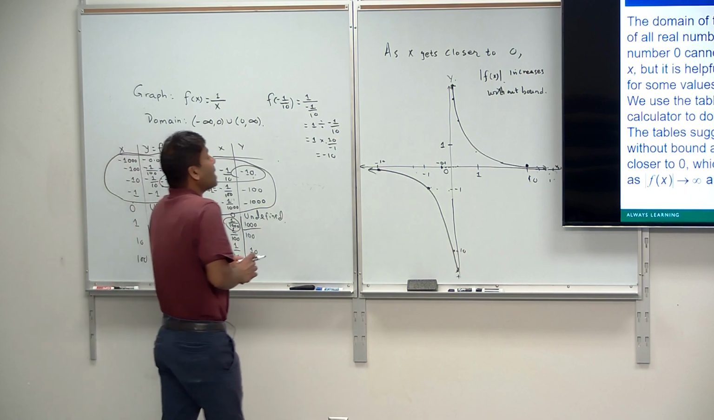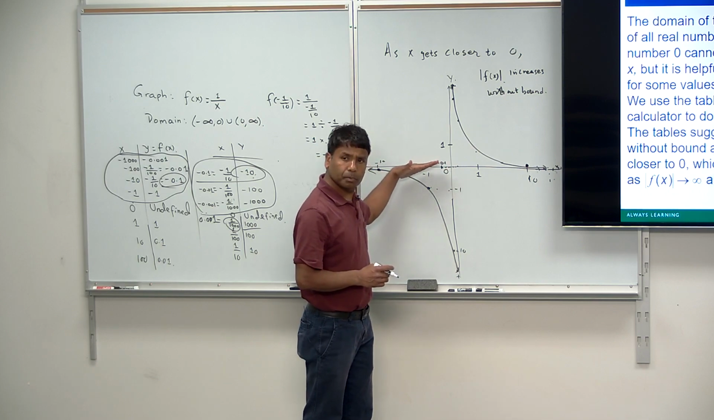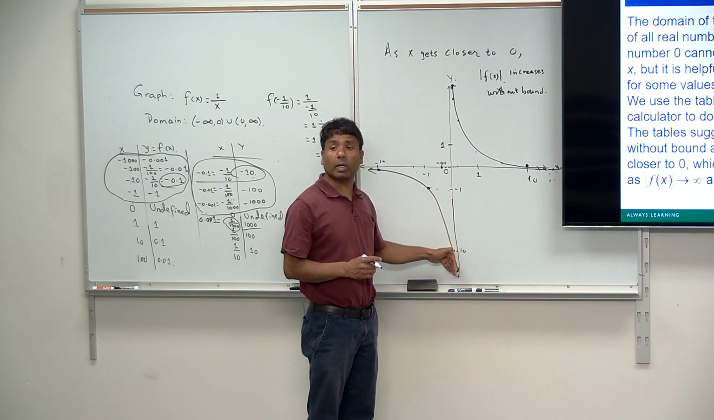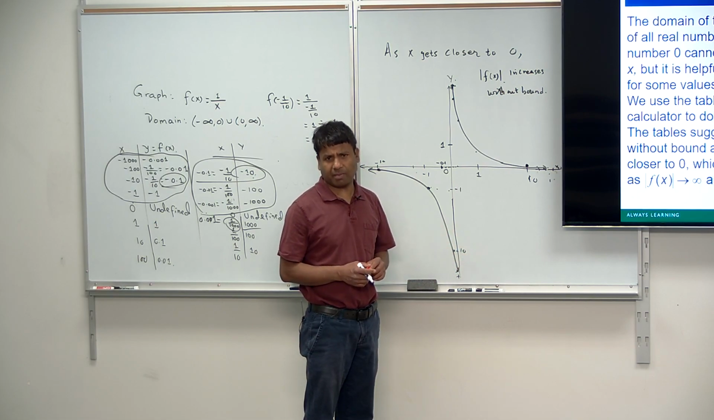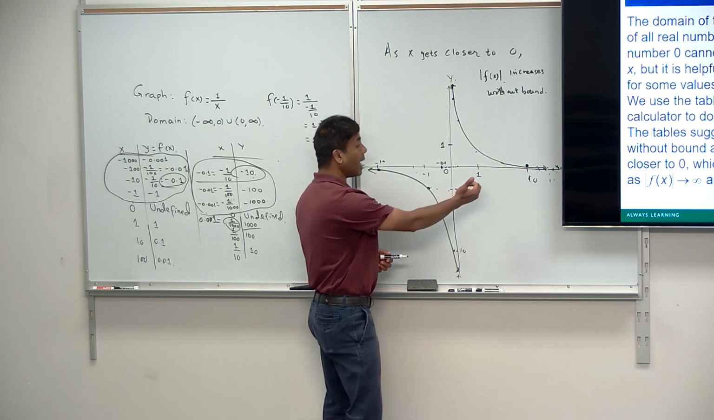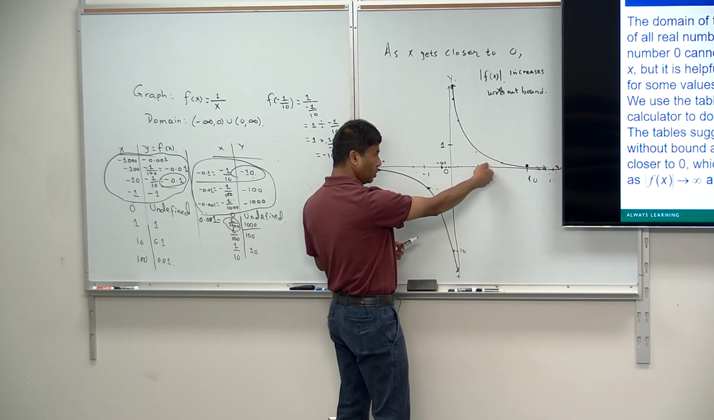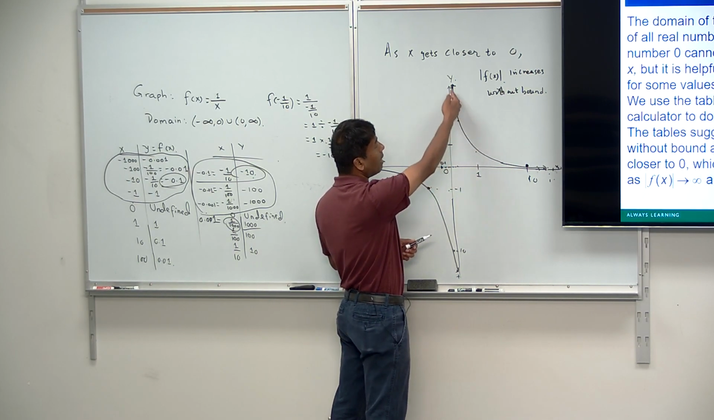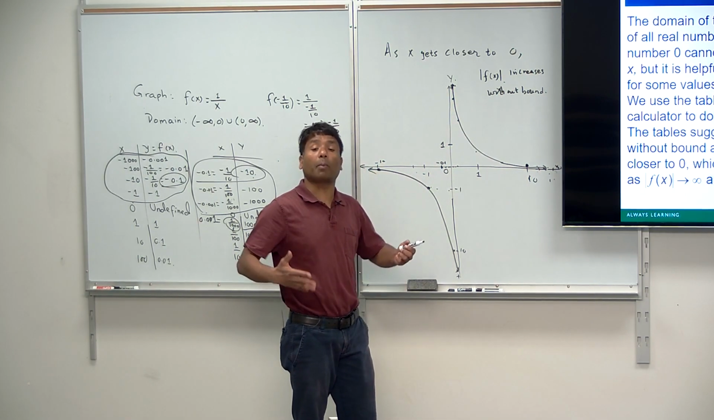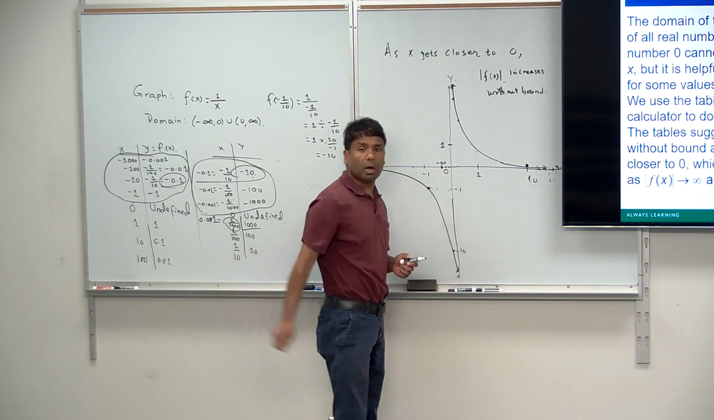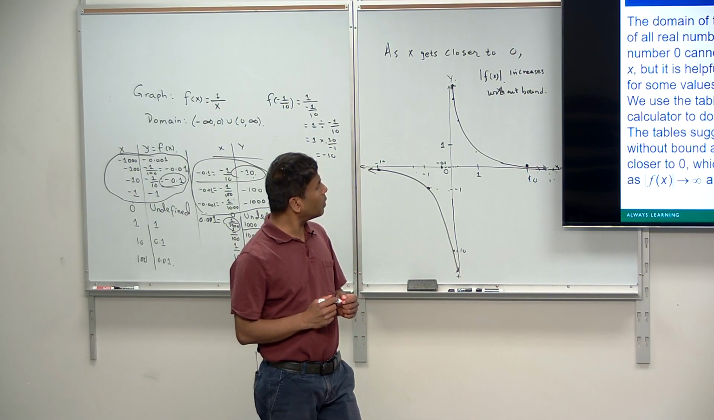Or as the value of x approaches 0 from the left, your y value approaches what? A very, very big negative number. Or you can say y approaches negative infinity. Does that make sense? As the value of x approaches 0 from the right, the y value gets larger and larger. It increases without bound, or in this case, it approaches positive infinity. Make sense?